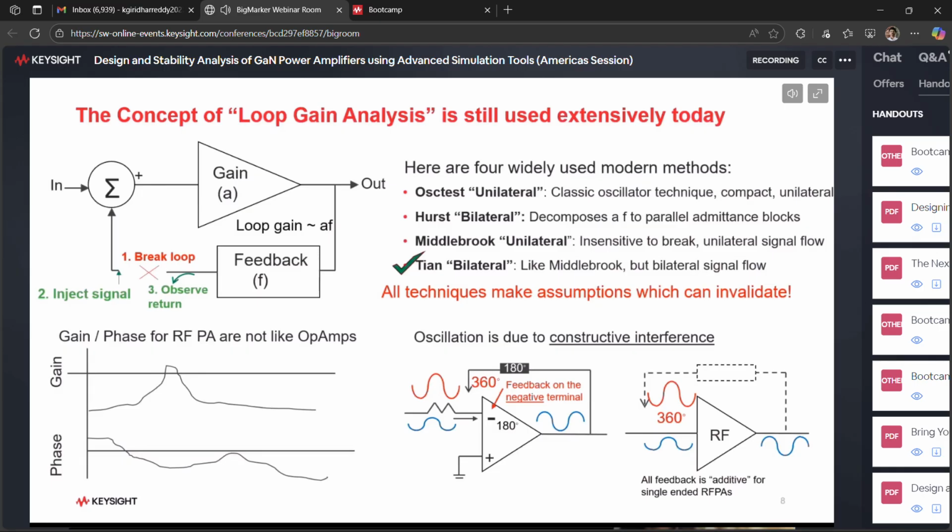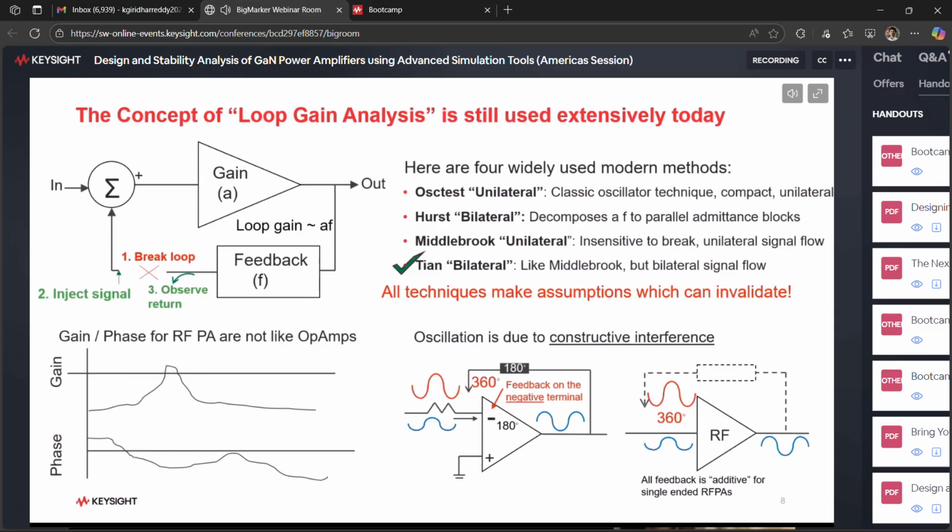So if we want to characterize the loop gain, all we have to do is break the loop. So we just cut it. If it was in the lab or in the simulation, we would break the wire. Second step is we'd inject a signal on one side and we'd observe the return on the other side. And then we can plot the gain and phase. So this is something that a lot of people learn with op-amp types of circuit designs.